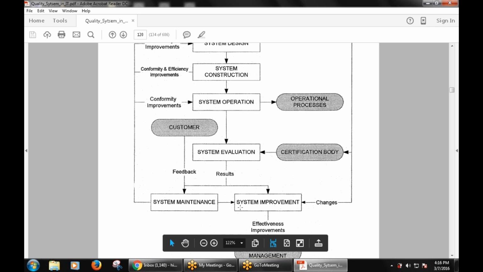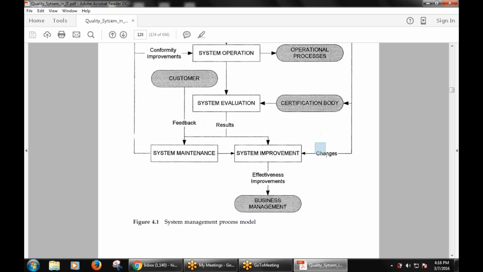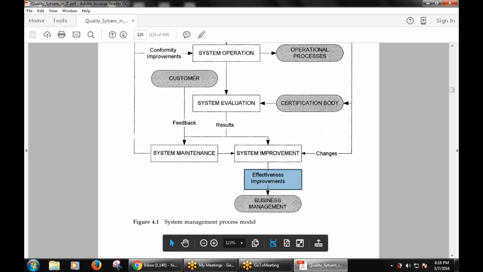And after the result, there are two parts: system maintenance and system improvement. If there is any feedback from the customer, that goes directly to system maintenance, that is, how we maintain the system. And there is a certification body that is also used for the system evaluation. If there are any changes, those changes will be reflected back by the system improvement. And there is an effectiveness improvement that is also installed, that includes the business management.